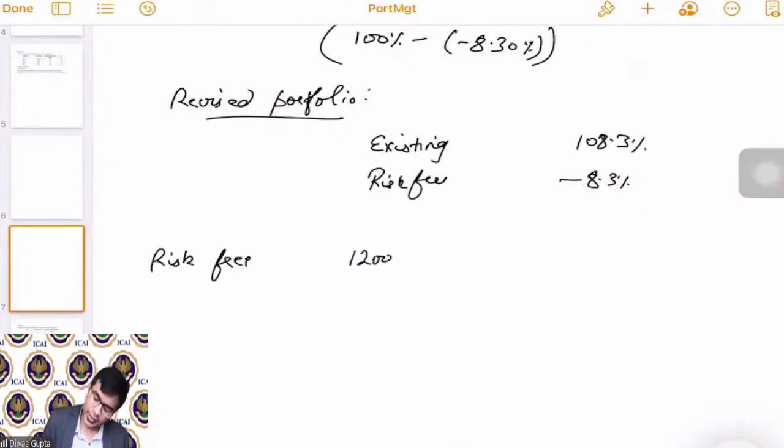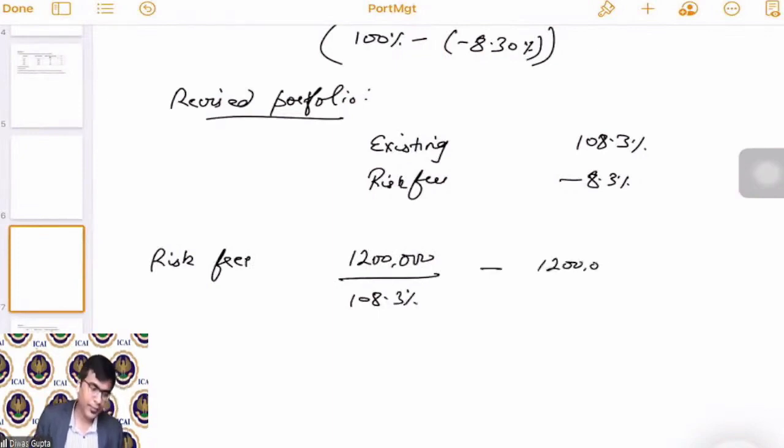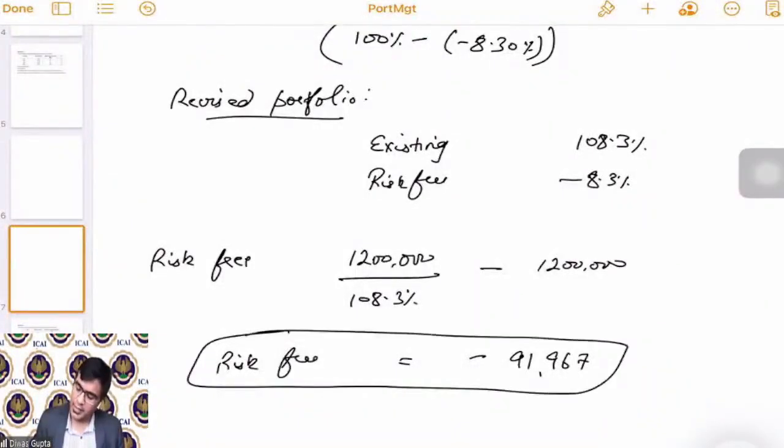comes out as 12 lakhs divided by 108.3% minus 12 lakhs, which is minus 91,967. So this is the risk-free investment. So the risk-free investment is negative. That means it is required to be borrowed, correct? If it is negative, that means it is required to be borrowed, and then put the total amount, which is 12 lakh plus this 91,967, which is 12,91,967, into the portfolio above.